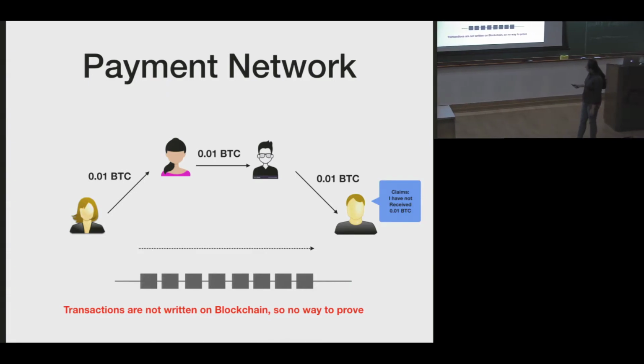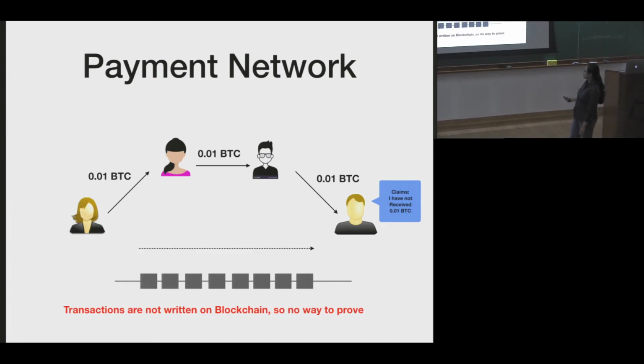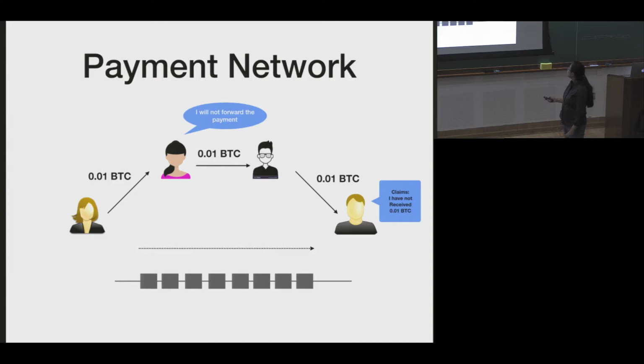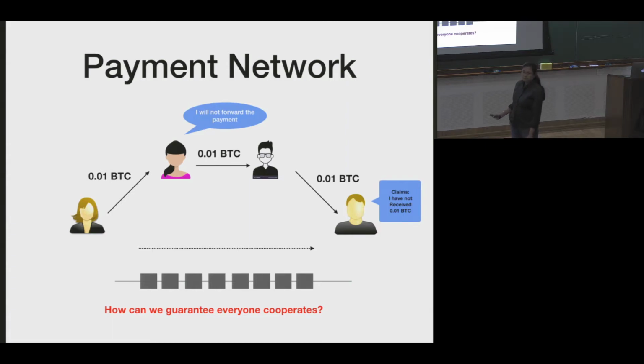Note that the transactions are not written on the blockchain, so there is no way to prove that this is actually happening, or we don't know who is telling the truth and who is actually lying about the thing. So how do we guarantee that everyone cooperates in this network? This is a question.